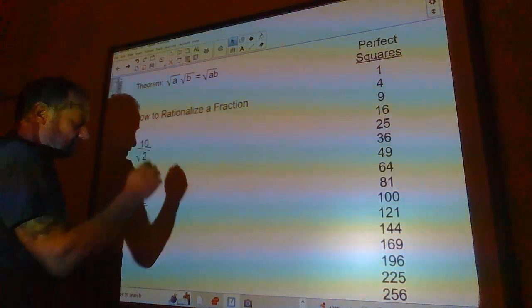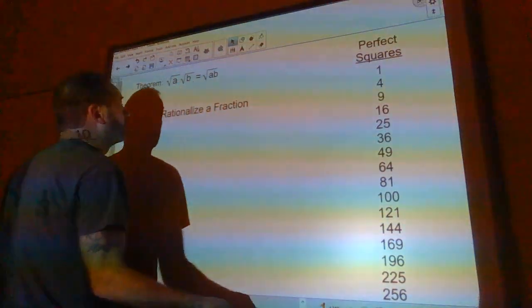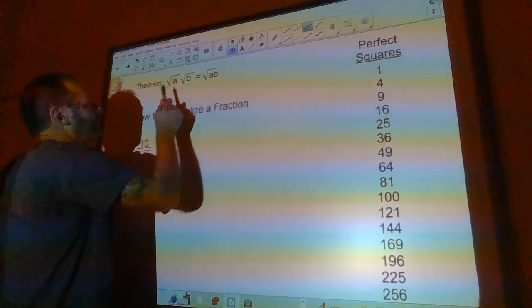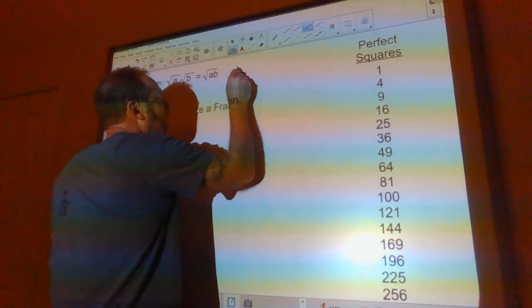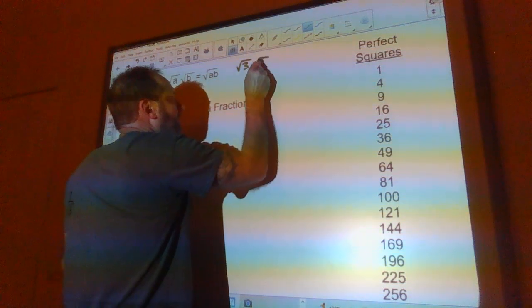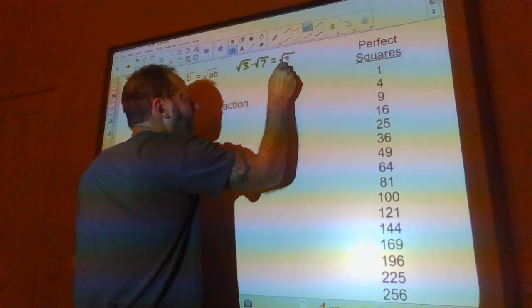Okay, then we have this theorem that we talked about once before. It says that the square root of a times the square root of b is equal to the square root of a times b. So this would be something like the square root of 3 times the square root of 7 is the square root of 21.